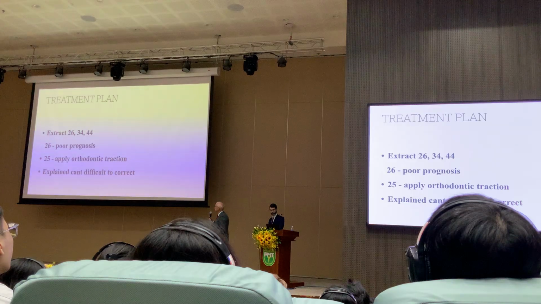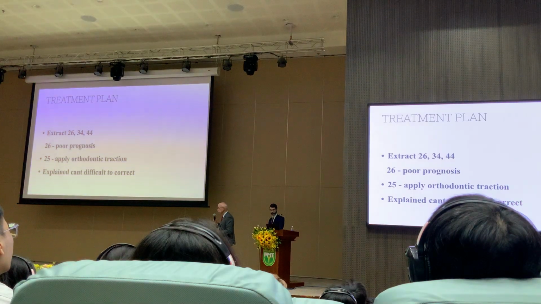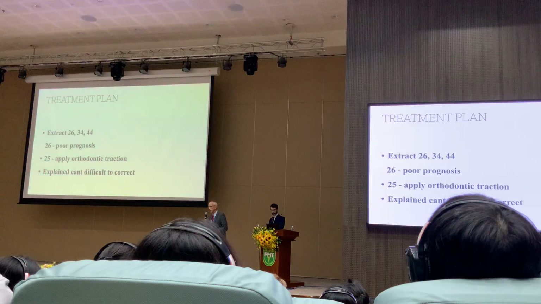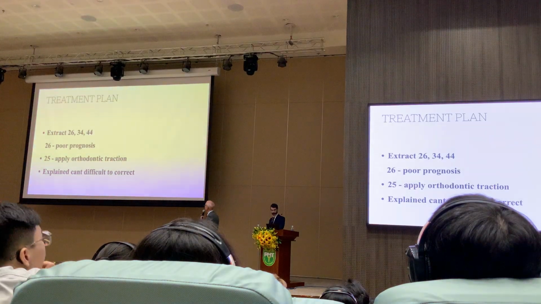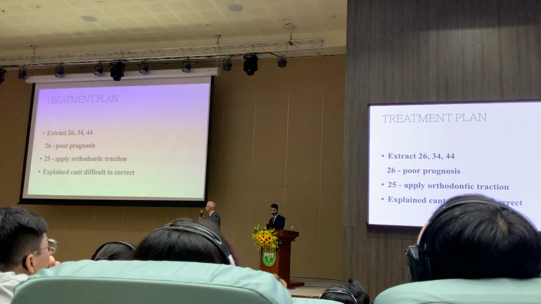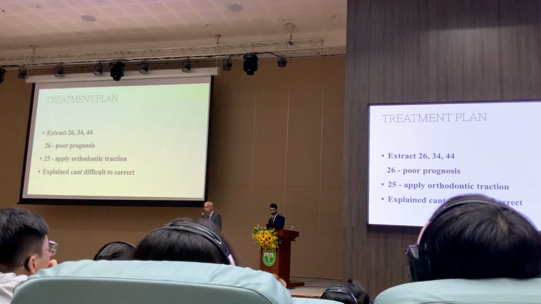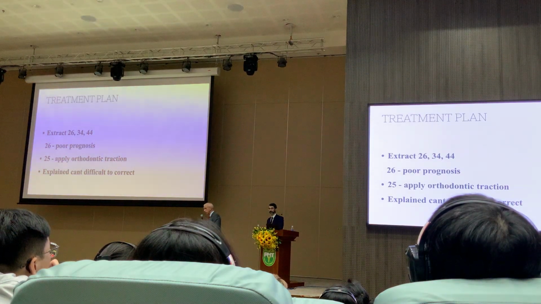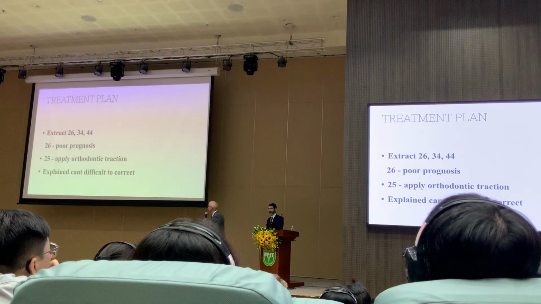So we thought we'd extract the 2-6, the 3-4 and 4-4 to relieve the lower crowding, and apply orthodontic traction to the 2-5 to bring it down. Explained that these cants are very difficult to correct, and anyone who has tried orthodontically to correct an occlusal cant will appreciate that point.